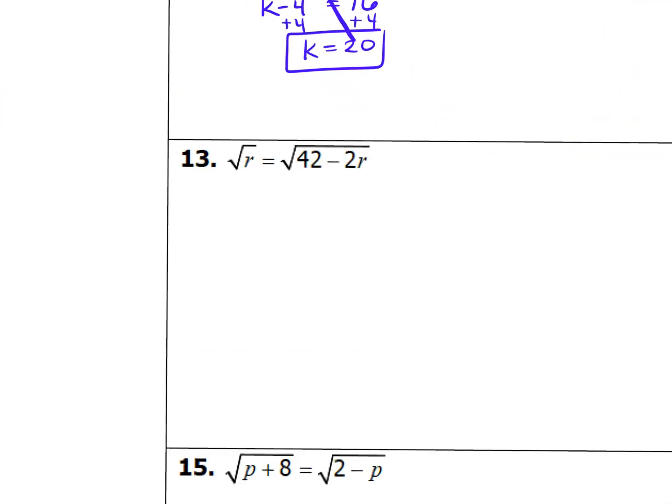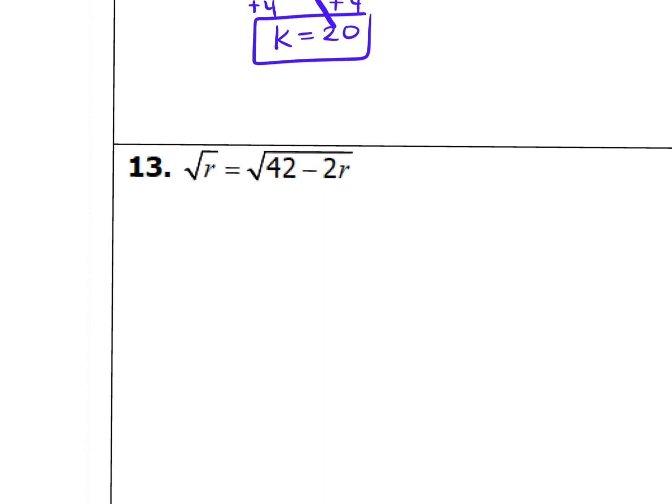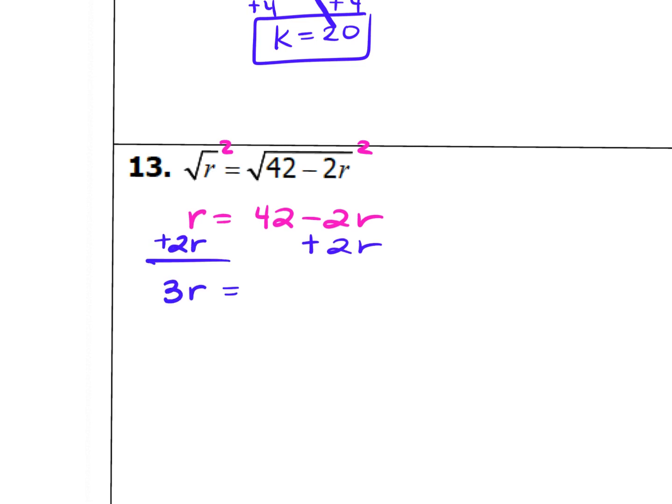Yep, last one. Okay, this has radicals on both sides. Is there anything outside of the radicals? No. So when you're here, then all you do is you square both sides, and essentially it just gets rid of all your radical, and you solve. So you would square and square. That would be r equals 42 minus 2r, and then solve for r. So add 2r, and you get 3r equals 42. What's your last step? Divide by 3. So r is 14.